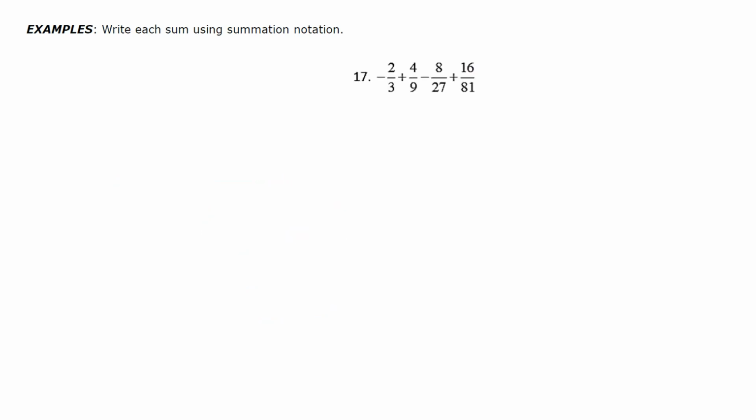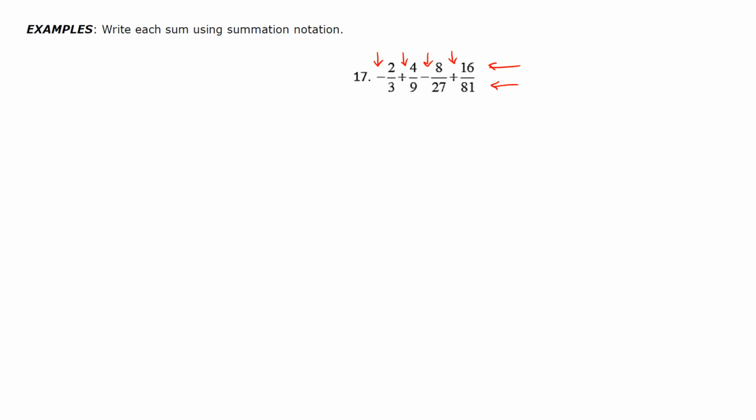All right, 17. We have negative 2/3 plus 4/9 minus 8 over 27 plus 16 over 81. First thing I notice is that signs are changing. I have negative and then positive and then negative and then positive. The next thing I notice is all of the numerators are products of 2, and all of the denominators are products of 3.